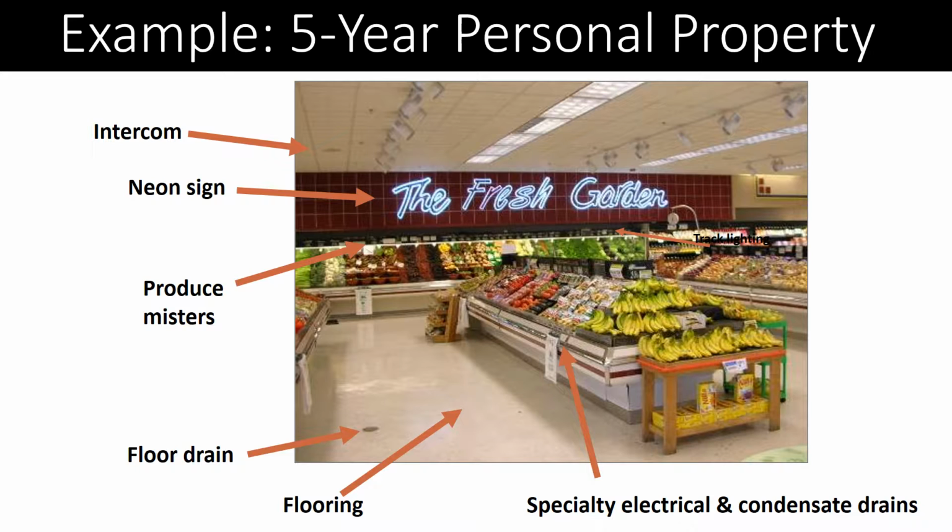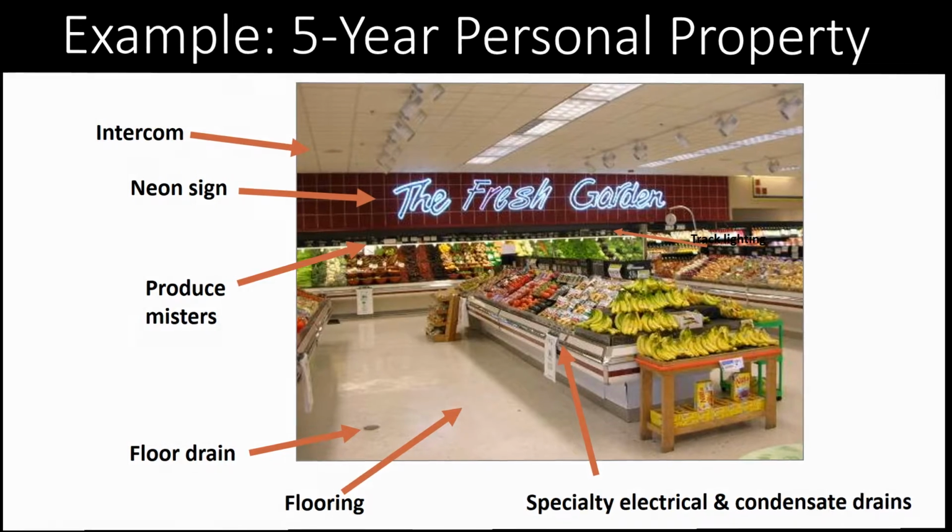We'll begin with the intercom system located on the ceiling. Then there's the neon sign in the background, the various equipment and electrical systems necessary to protect the produce, the floor drain, and the flooring itself, which is probably linoleum or some sort of resilient flooring. All of these items would be considered 5-year personal property by the IRS, and the job of the cost segregation provider is to identify them, quantify them, and cost them out in a way that reconciles to the overall cost of the improvements.